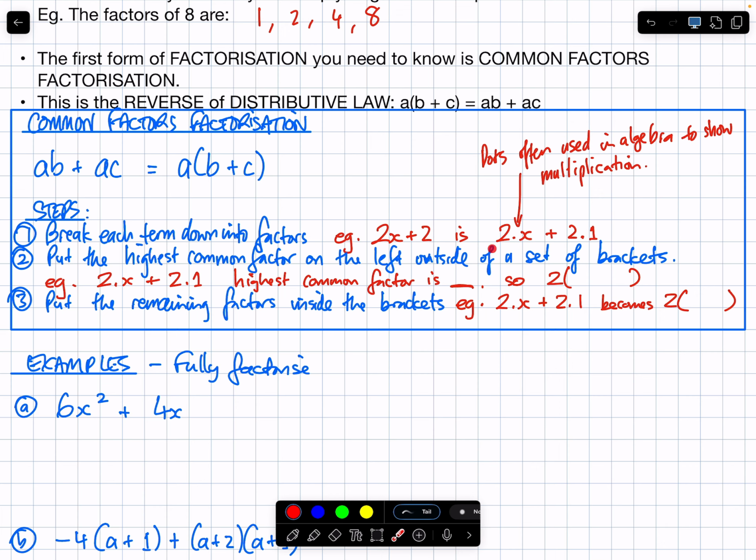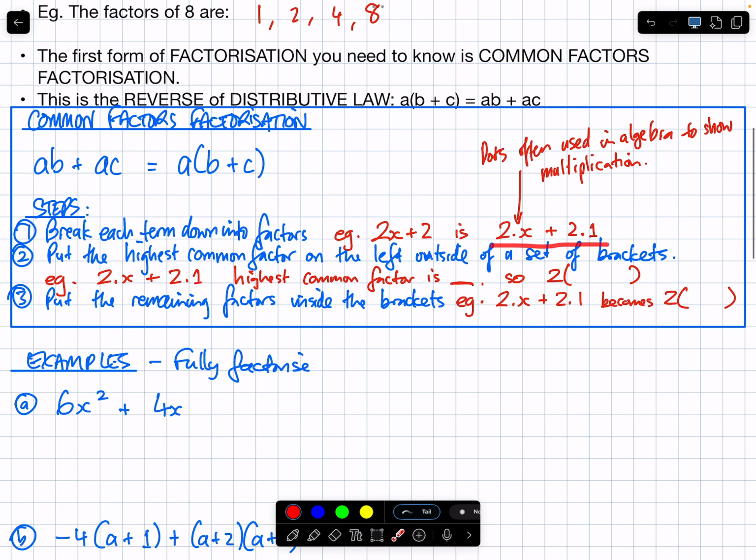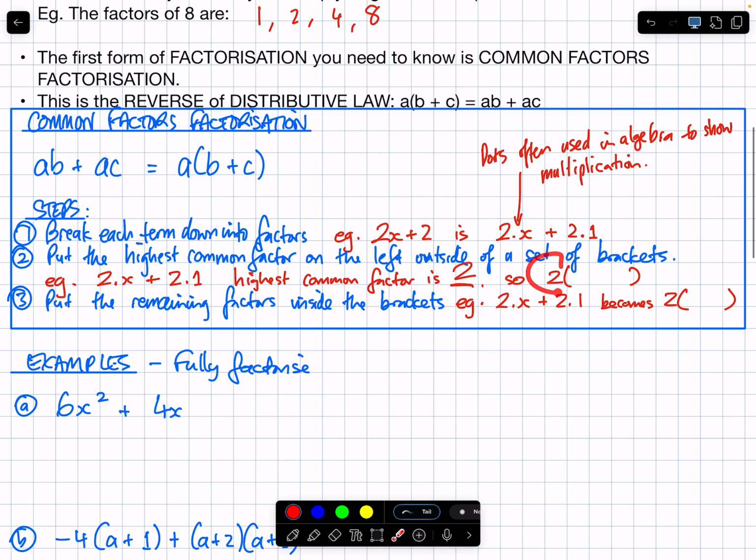Step 2, once you've broken it down into factors, you put the highest common factor on the left outside a set of brackets. So if you look at 2 times by x plus 2 times by 1, what's the biggest thing that's present in both of those? 2. 2 is the highest common factor. So according to step 2, you put 2 on the outside of a set of brackets. That's empty right now. So that's step 2. It goes on the left outside a set of brackets.